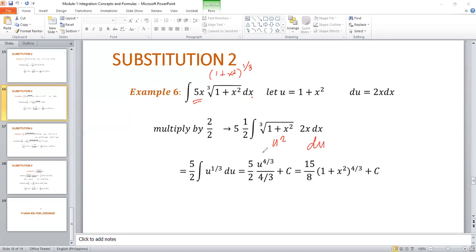Because this 3 goes up, okay? Your u is 1 plus x squared, and it will be raised to an exponent 4 over 3 plus c. So you see how very important substitution is? Because without substitution, class, you won't be able to process this one using any formula. It cannot be processed. Okay? Second to the last.